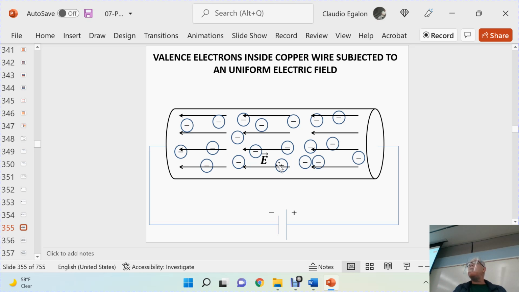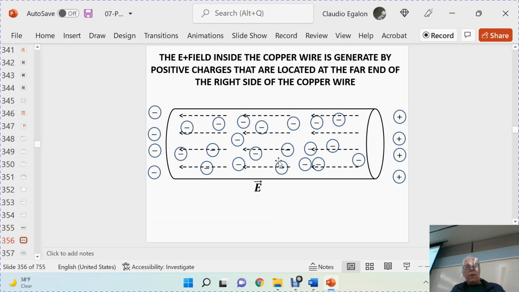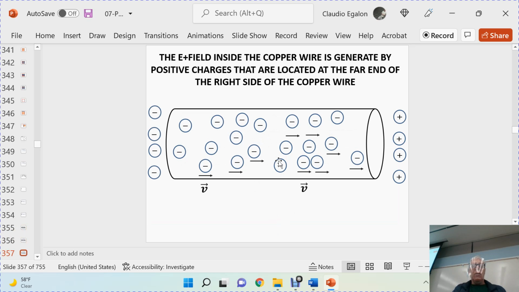It's possible to prove that mathematically. It's a very difficult problem, but it is possible to prove. And this electric field is going to power those electrons. The electric field is to the left, the force is going to be to the right. And the electrons are going to move from the left to the right. Here you go. That's the picture that you must have.